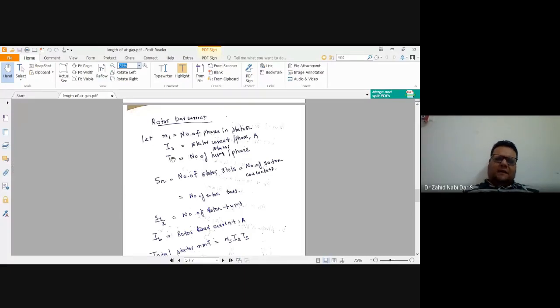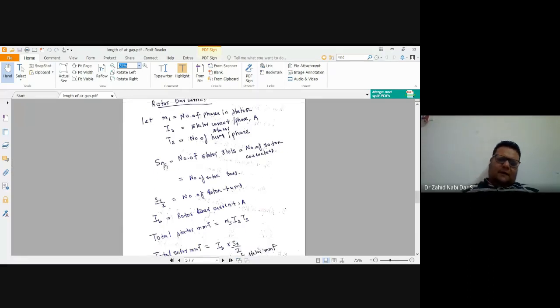So if it is a single phase, the per phase would be divided by 1. Now if it's a three phase, the per phase would be divided by 3. And let Ts be equal to the number of stator turns per phase. And let Sr be equal to the number of stator slots, which is equal to the number of rotor conductors.